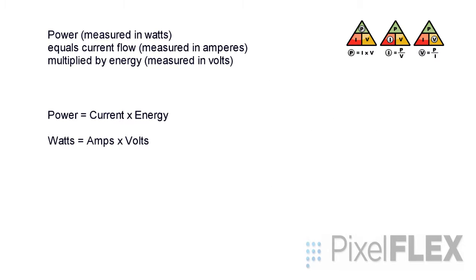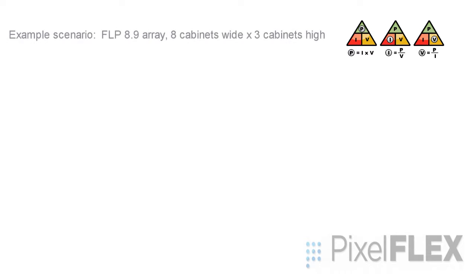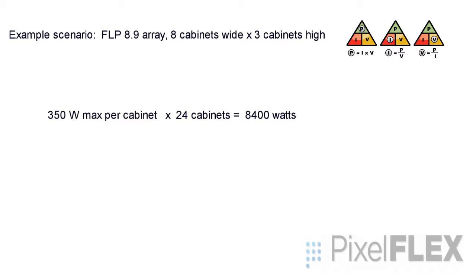Let's look at an example where there are 8 wide by 3 high of the FLP 8.9 cabinets. This is the cabinet that draws the most power in this line. We know that each cabinet has a maximum power requirement of 350 watts. Always work with the maximum when designing your power distribution. We have a total of 24 cabinets multiplied by 350 watts. That equals 8,400 watts.